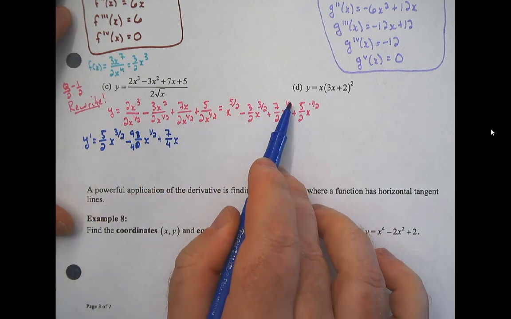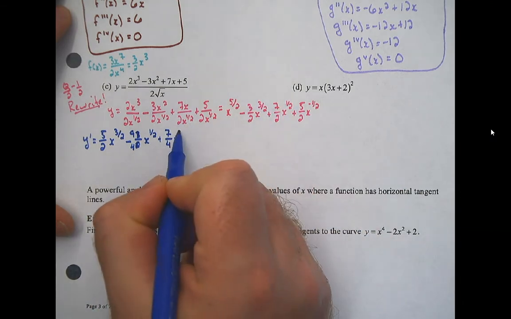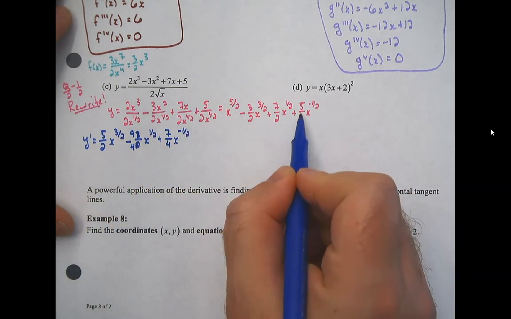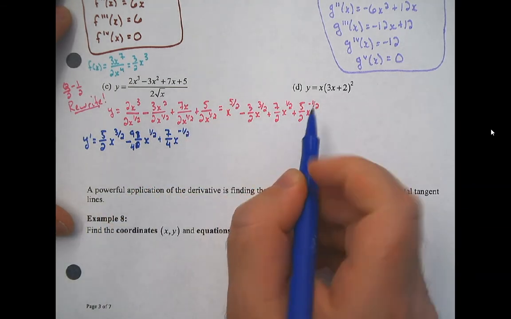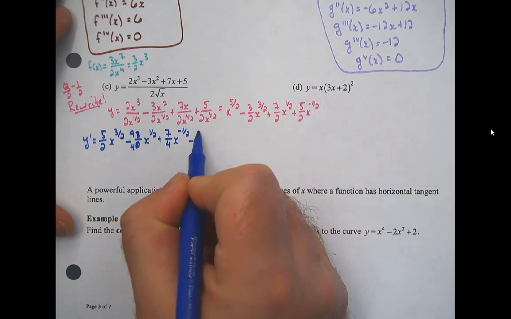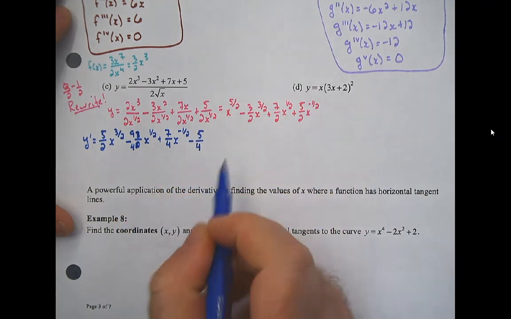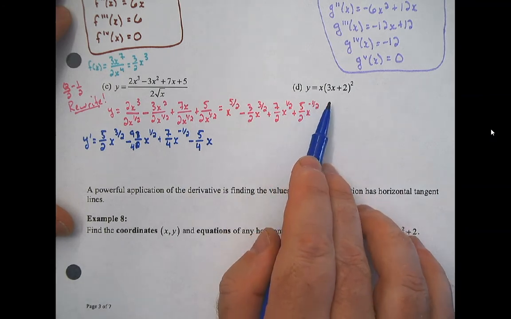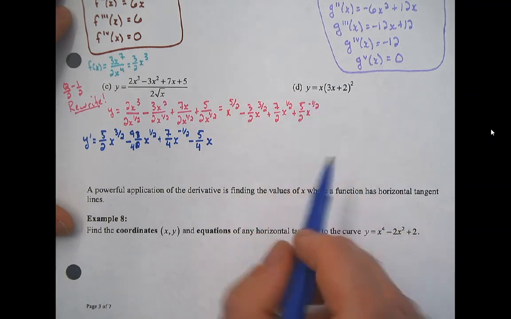X to the subtract 1. 1/2 subtract 1 is negative 1/2. Now I'm going to multiply first. 5/2 times negative 1/2 is negative 5/4. X to the minus 1/2 is taking away a 1, so it'd be minus 1 minus 2 is minus 3/2.